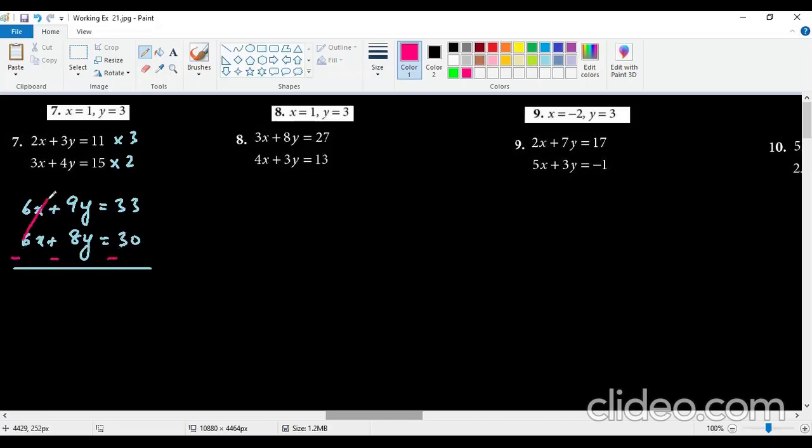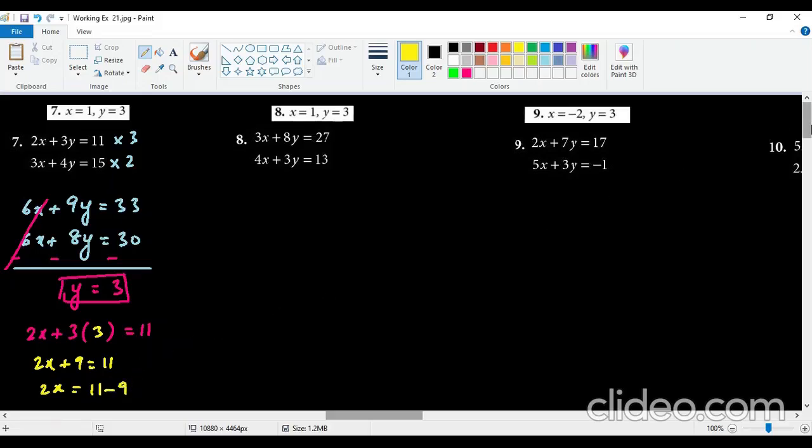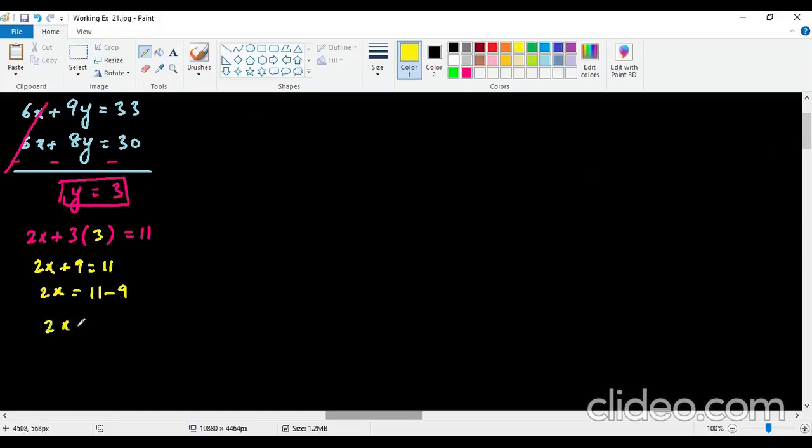9 minus 8 is going to give us y, and 33 minus 30 is going to give us 3. So the value of y is 3. I take any equation I feel like. 2x plus 3, y value is 3, equals 11. I will write the value of y as 3 over here. So 2x plus 9 equals 11. So 2x equals 11 minus 9. That means 2x equals 2. x is equal to 1. That's going to be the answer for question number 7.